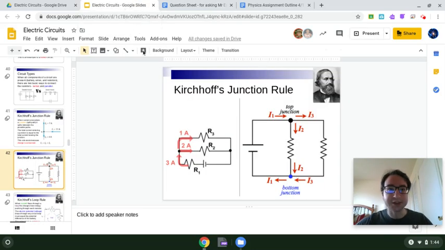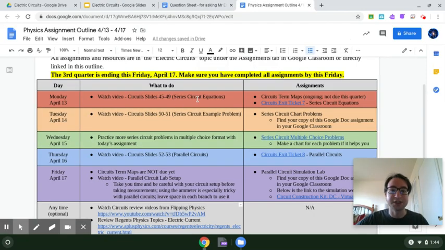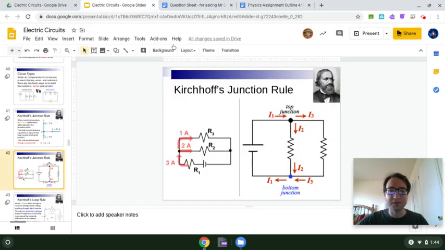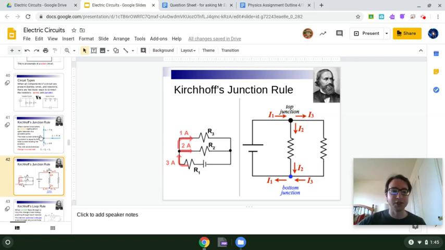Okay, so let's get back to the circuits. We want to talk about electric circuit equations here for the series circuits. But before we jump into that, we need to go back and review the Kirchhoff rules, because those two rules dictate the equations. It'll only take us 30 seconds.